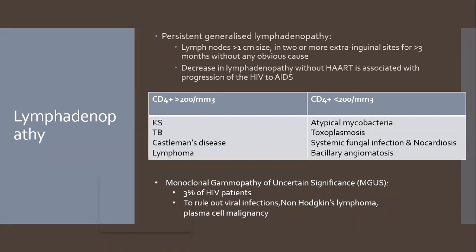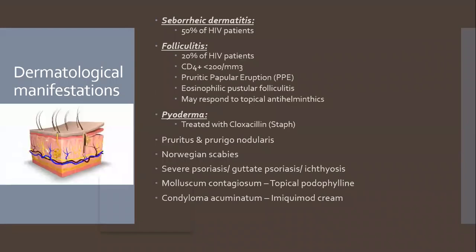Another important thing is if a patient with HIV presents with lymphadenopathy, always see the CD4 count. Lymphadenopathy with CD4 count more than 200, think of Kaposi's sarcoma, tuberculosis, Castleman disease, and lymphoma. If it is less than 200, it is definitely due to an opportunistic infection like atypical mycobacterial infection, toxoplasmosis, systemic fungal infection, and nocardiosis. I won't deal with the others.